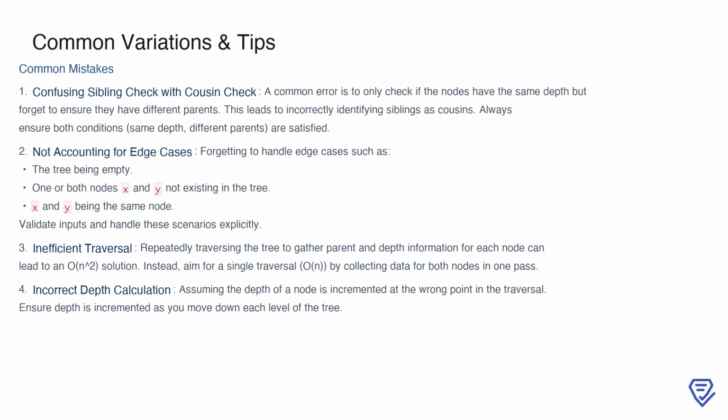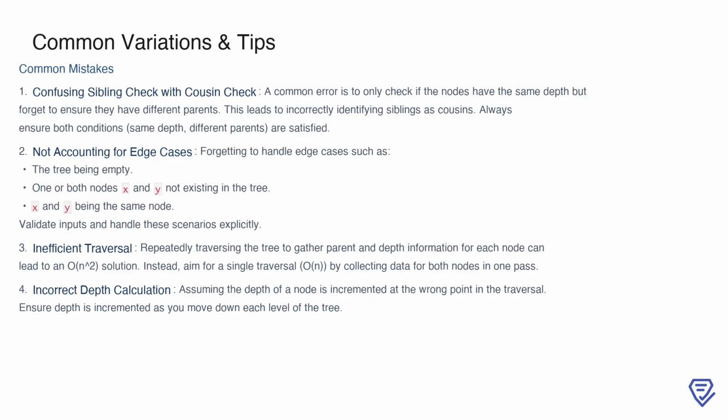When working on the problem of determining if two nodes in a binary tree are cousins, there are some common mistakes to watch out for. First, it's easy to confuse the sibling check with the cousin check. Remember, cousins must have the same depth but different parents, so you need to ensure both conditions are met to avoid mistakenly identifying siblings as cousins.